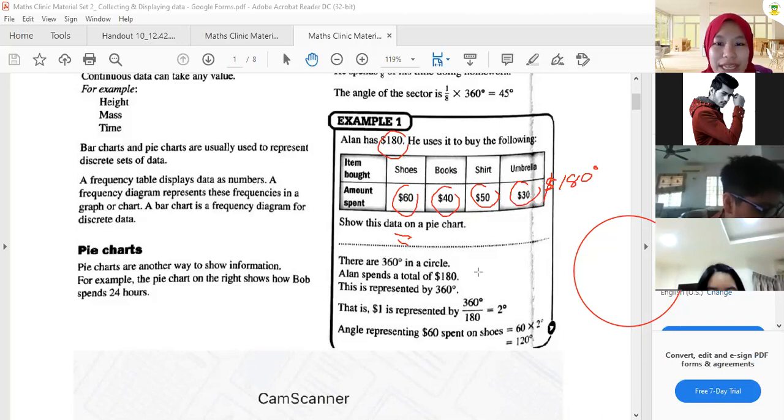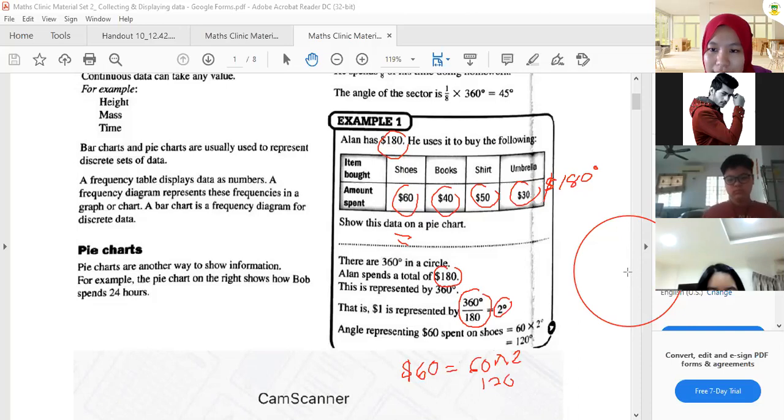Since one circle has 360 degrees, you should find out the total he spent, which is $180. In order to find how many degrees $1 is, you divide 360 degrees by $180. So you know that $1 is 2 degrees. So if he spent $60, times 2, that's 120 degrees for shoes.